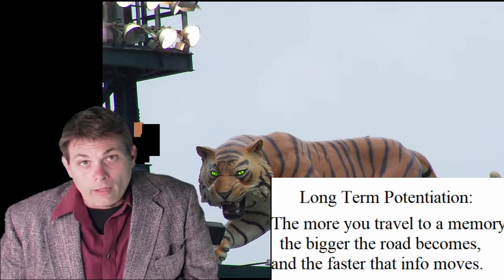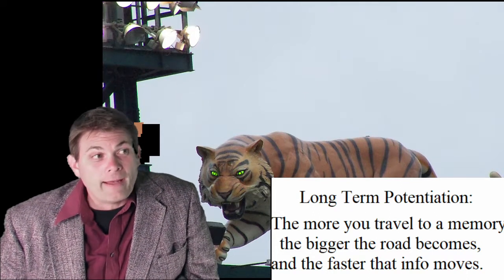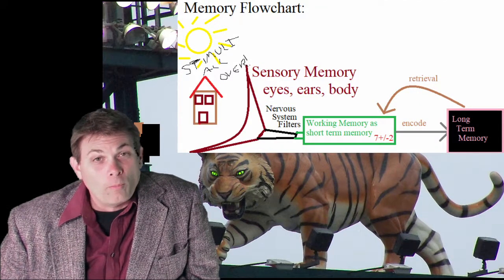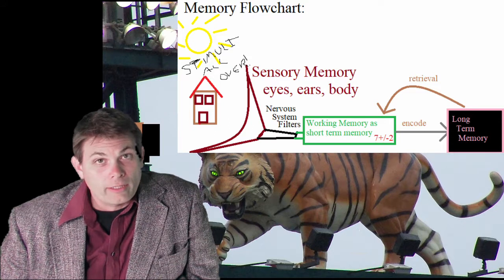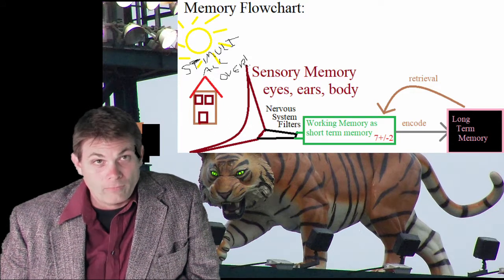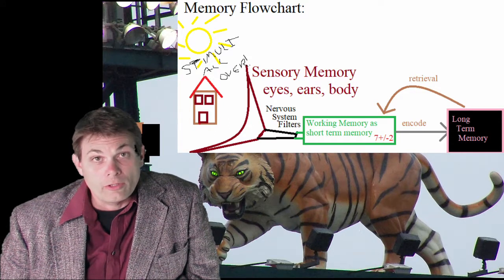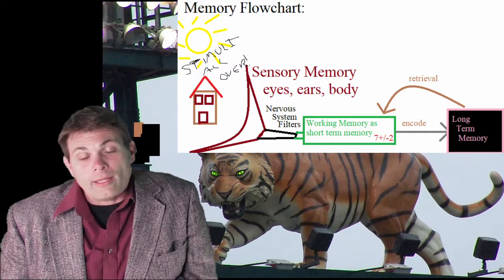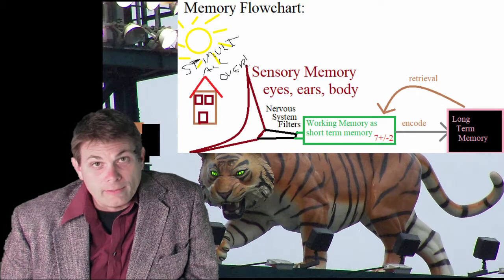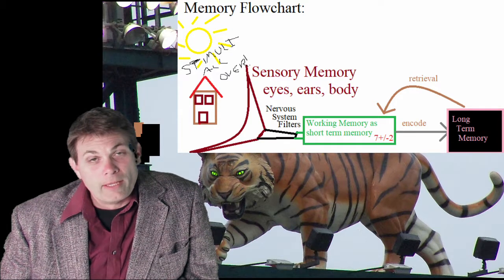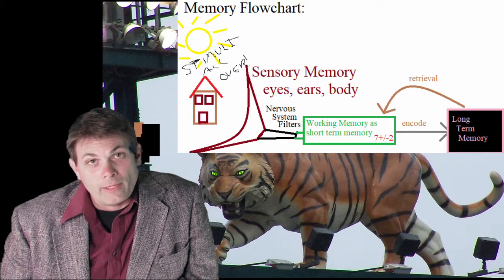Okay, now the memory flow chart. See, what we've got out there in that big wide world is a whole bunch of stimuli. And that stimuli gets collected by our sensory organs and our sensory memory. Our eyes, our ears, our nose, touch. A lot of sensory organs picking up information. Now, each one of these sensory organs is a little bit different.